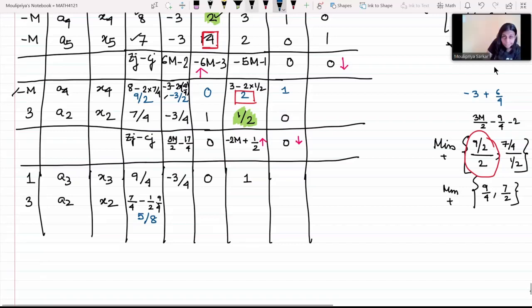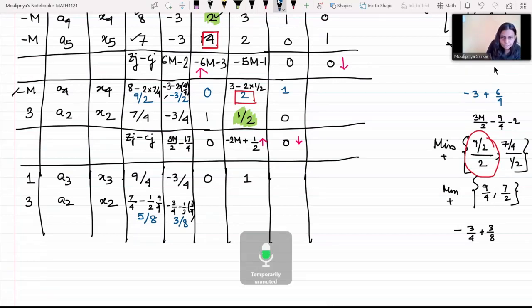Was initially minus 3/4, right? Minus half into minus 3/4. So this is minus 3/4 plus 3/8. It's 3/8, right? It's 3/8. Minus, yes, 3/8 or minus 3/8. I'm sorry, minus 3/8.